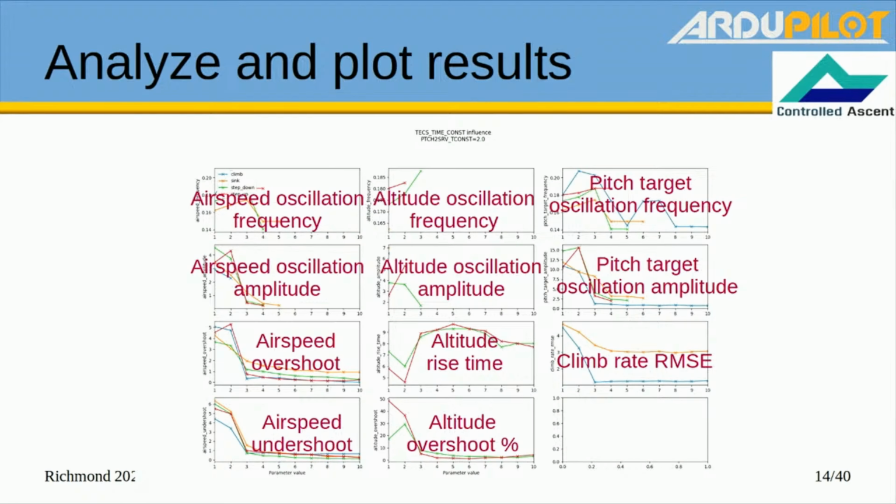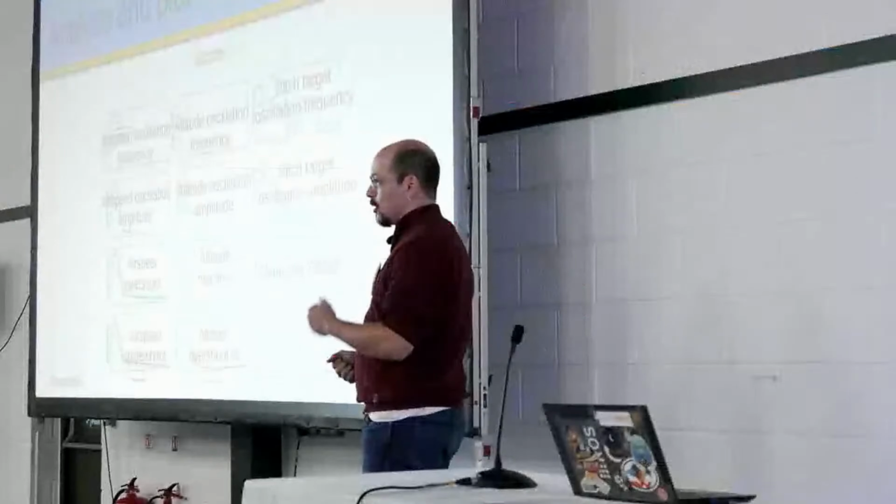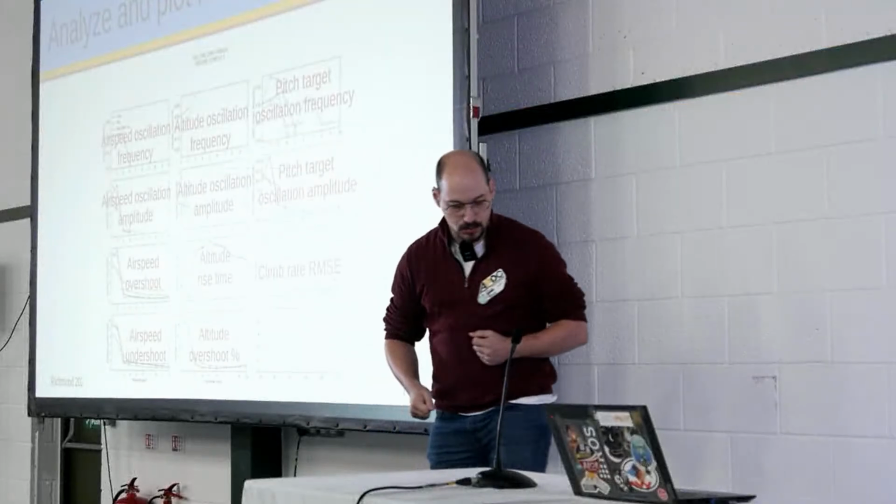In the center, altitude rise time and altitude overshoot in percent. And the last one I added later, which is the error on the climb rate, because we often have questions about why doesn't my plane climb as fast as I have set it and I know it can. So this is an interesting one too.